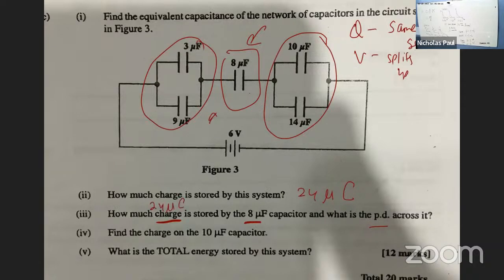24 microcoulombs. And how do you get the PD across the 8 microfarad capacitor? Put it on the board. Because voltage in series splits up, right? So V is equal to Q over C. The charge is 24 micro divided by 8 micro, that's 3 volts.